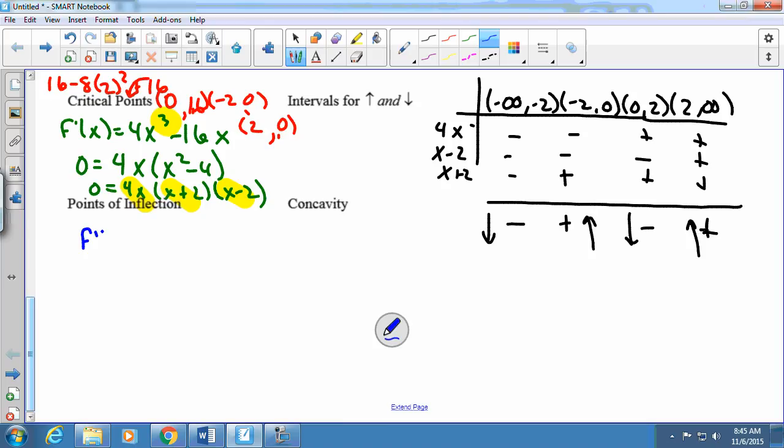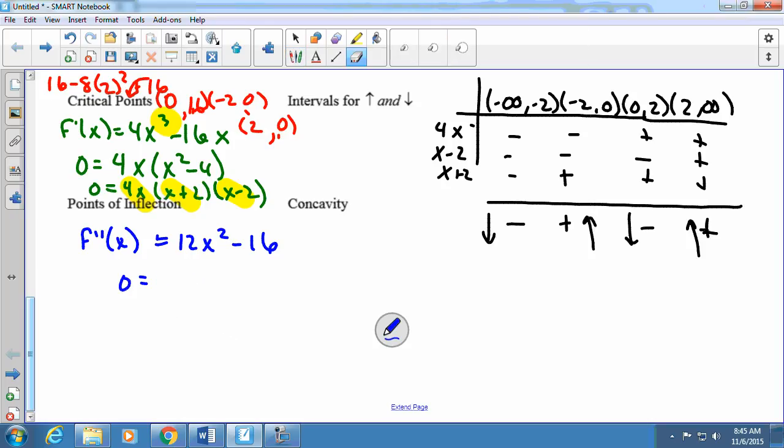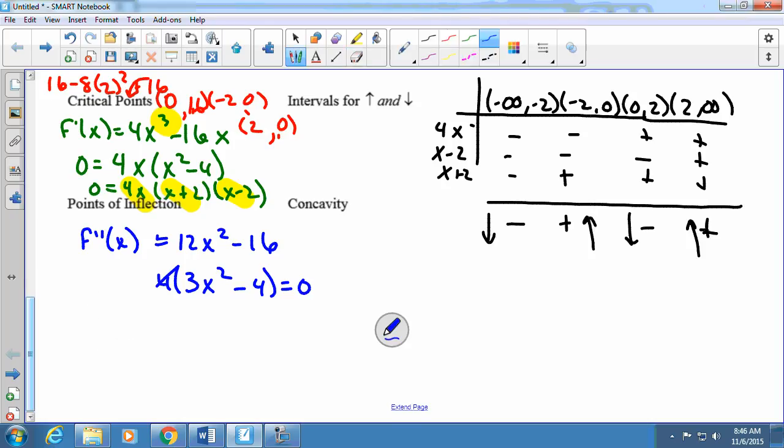So I take my second derivative and I get 12x squared minus 16. I once again set it equal to 0, but I think I'm going to take out a 4 first, and I get 4 times 3x squared minus 4. Are you okay with that? This doesn't have a 0 to it. Some of you are thinking that 4 is equal to 0. 4 can never be equal to 0. 4x, however, can be equal to 0.